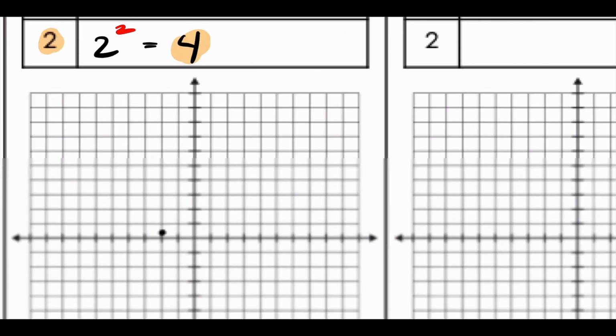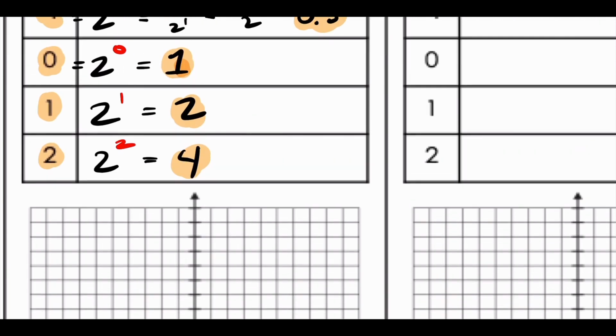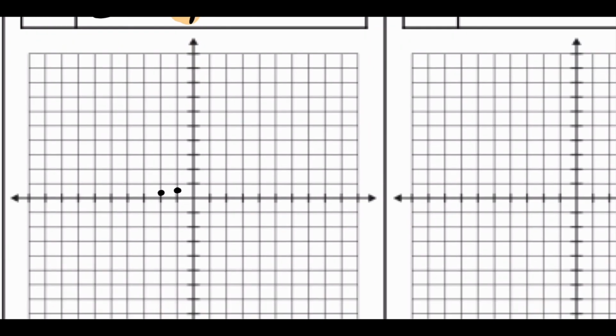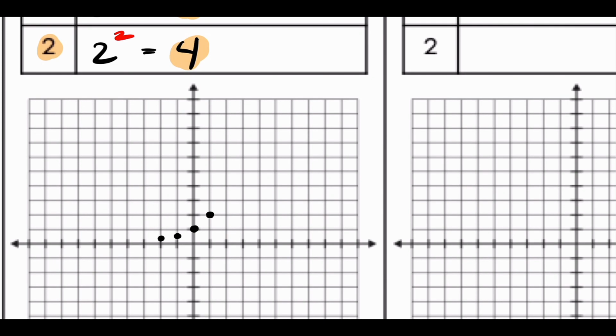The next one is negative 1, 0.5. Negative 1, up half a unit. Next one is 0, 1. Okay, next one is 1, 2. Next one is 2, 4.